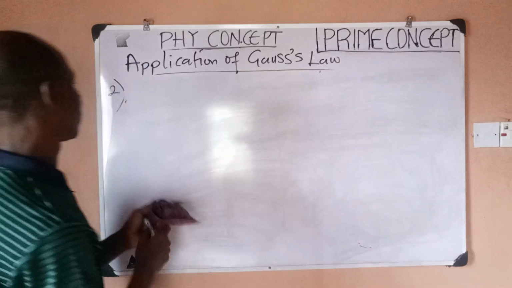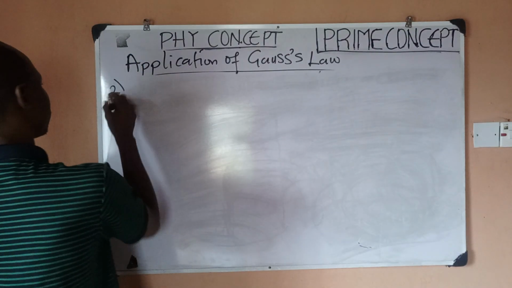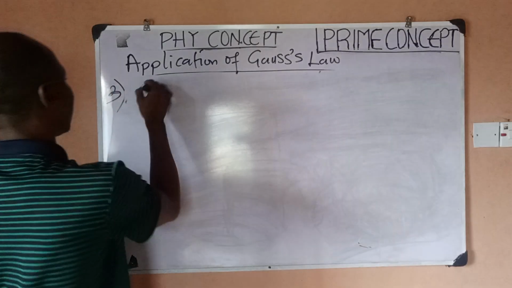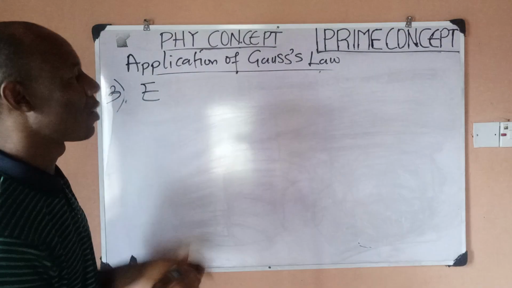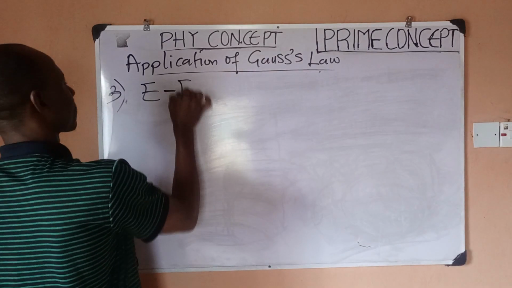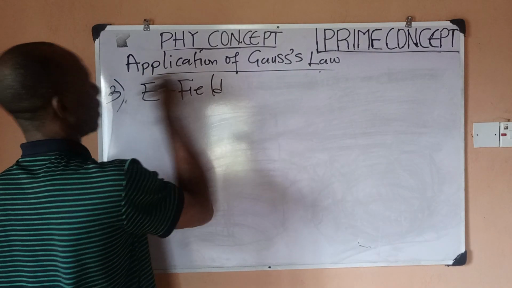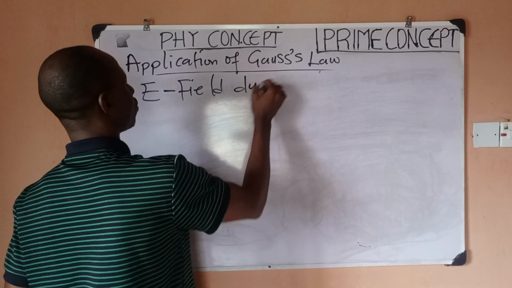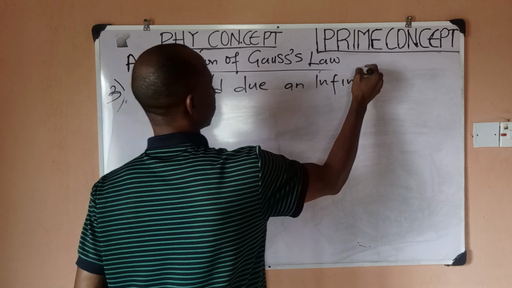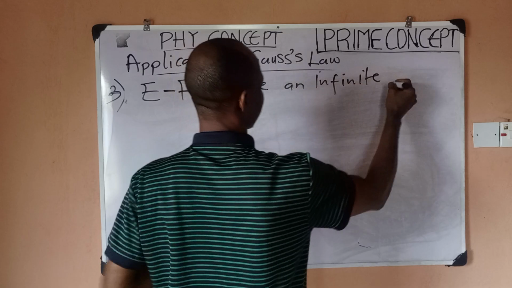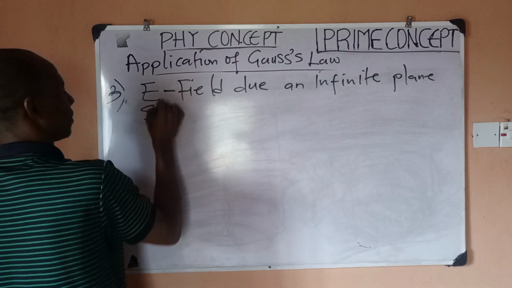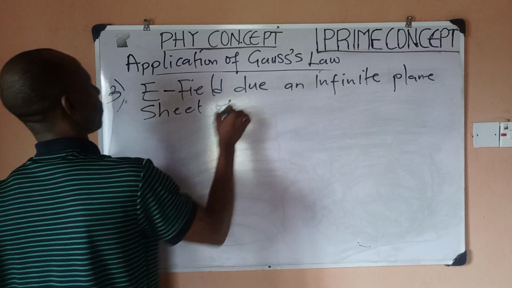Thank you. Now let's do the third application here. The third application is electric field. So how can we use Gauss law to find electric field? Electric field due to an infinite plane sheet of charge.